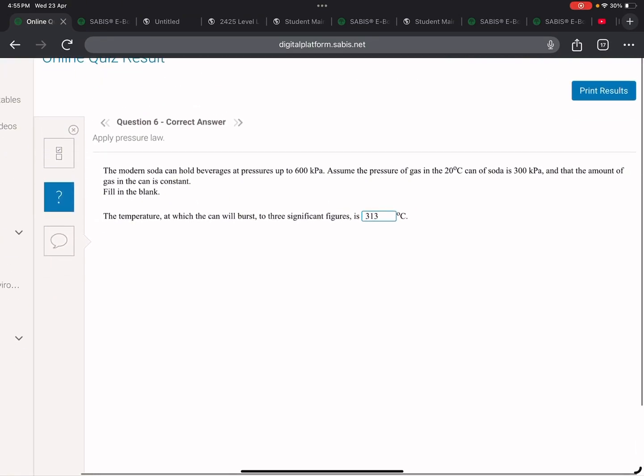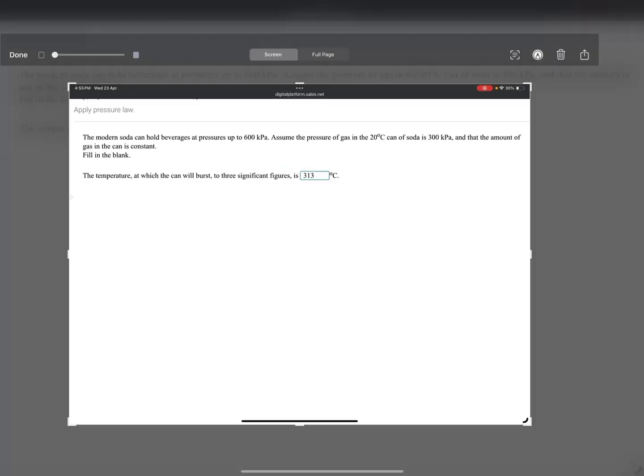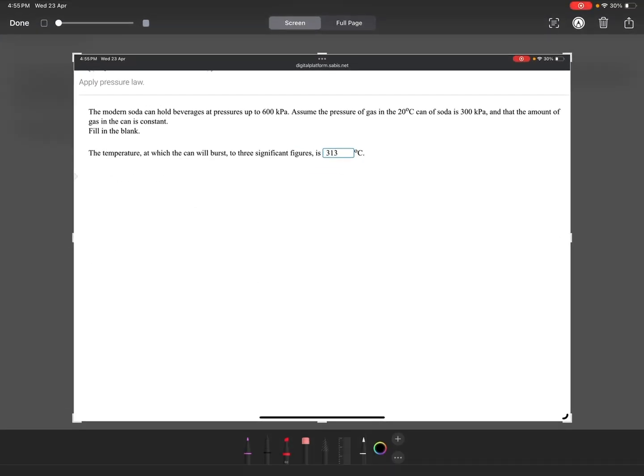So for this question, it came actually the exact same numbers in EMS. But anyways, the modern soda can hold beverages at... Here we have a correlation between pressure and temperature. So P1 over T1 equals P2 over T2. Pressure 1 is 600 over temperature 2.